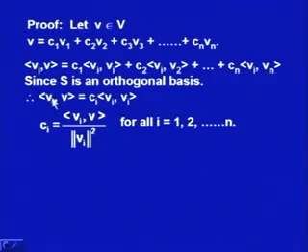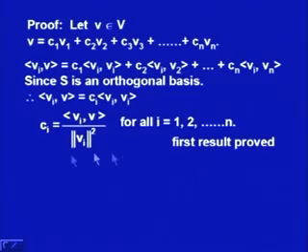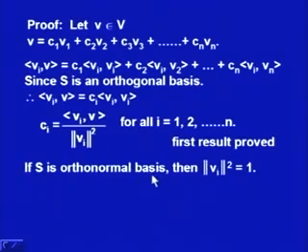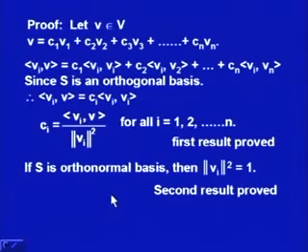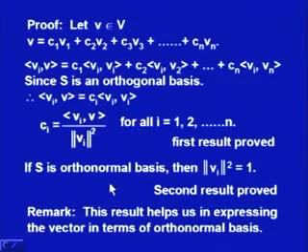So, with this we have done it for vi, but this can be done for v1, v2, vn. This way we can find all ci's, and that means our first result is proved. And of course, if S is an orthonormal basis, then norm of vi square is equal to 1 for all i's, and that is why we have the second result. So, this is another interesting result. Now, this is interesting because this result helps us in expressing the vector in terms of an orthonormal basis.